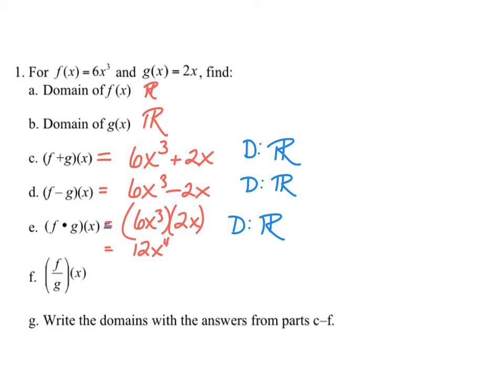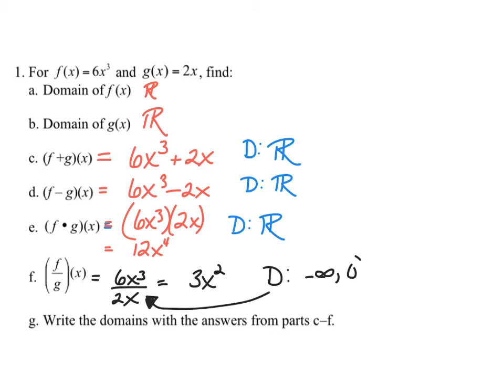Now, with division, it is possible that I have some new restrictions here. So this is 6x cubed divided by 2x, and I can clean this up a bit. And it does reduce to just 3x squared, but when I'm talking about my domain, I'm talking about this original before I reduced. So I would have divide by 0 if x is equal to 0. It would break the domain. So my domain is actually going to be everything excluding 0. So that is negative infinity to 0, 0 to infinity.